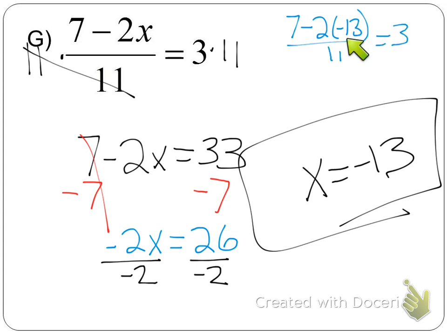So here we would multiply first, right? That'd be 2 times negative 13, which is negative 26, so minus negative 26, so plus 26. What's 7 plus 26? 33, right? And 33 divided by 11, is that 3? Yeah. Okay, so that took me like 20 seconds, and now I know for 1,000% sure my answer is correct.